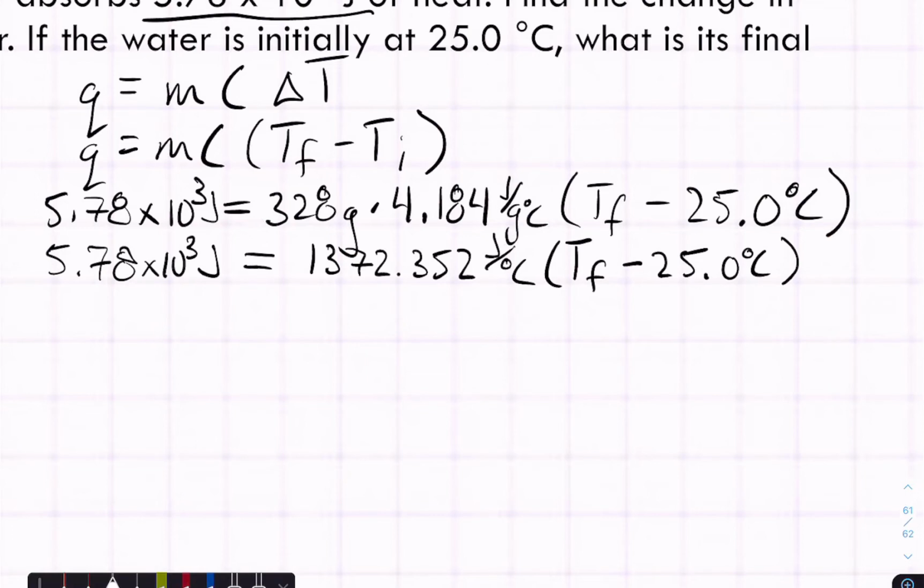Everybody tracking so far? Ask questions if you got them. So now we can still simplify some numbers by multiplying or dividing them, because this is being multiplied by all of this. That means that we can divide both sides by that number and remove it from that parentheses. Get it over to the other side, because our ultimate goal here is to get T final by itself.